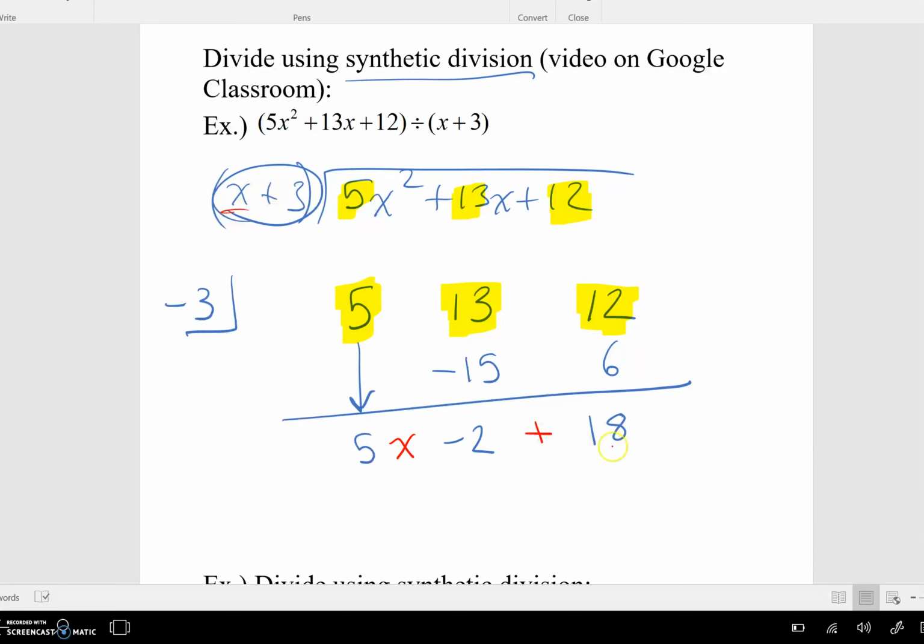So when we're writing a remainder, we write it over what our divisor was, which was x plus 3. And there you have it. There's your answer. Pretty cool, huh?